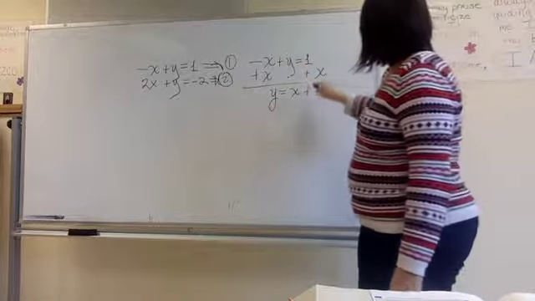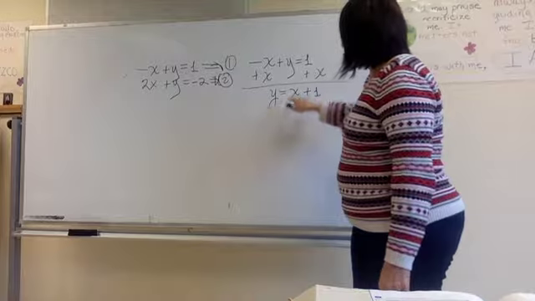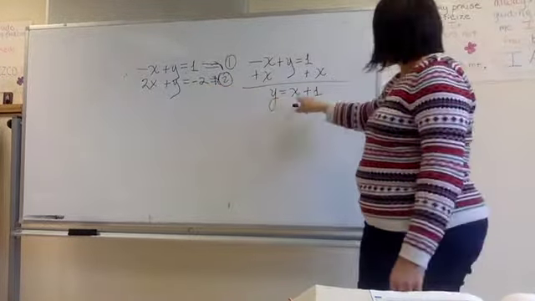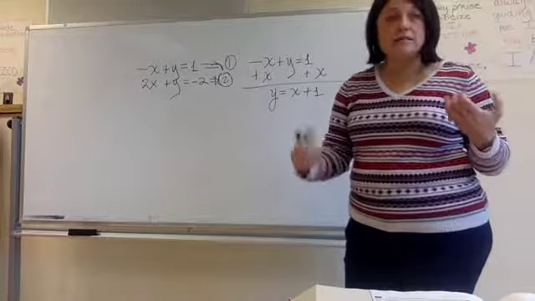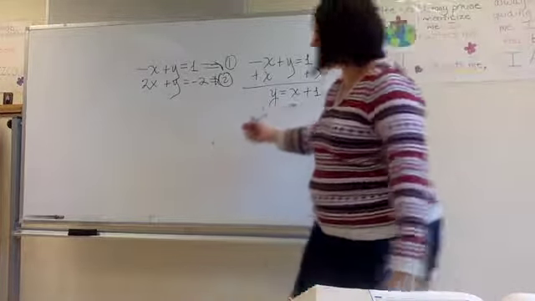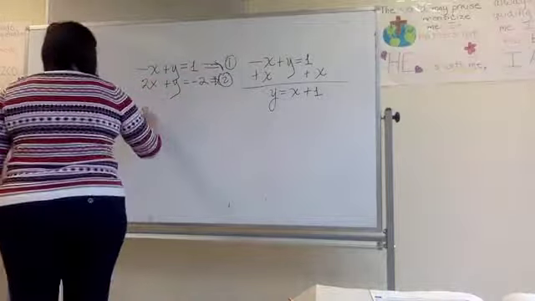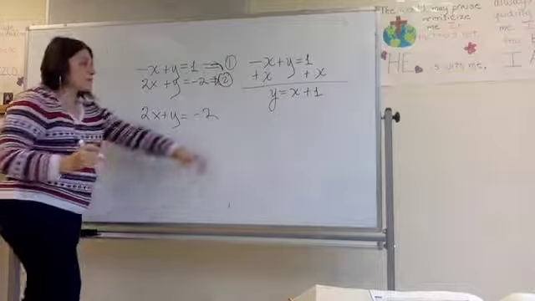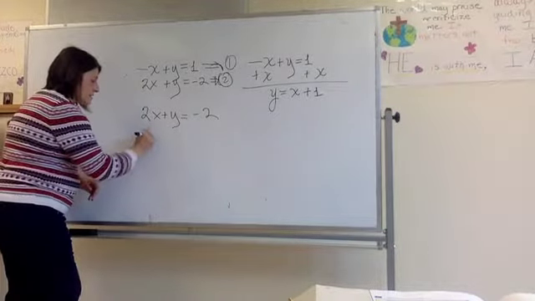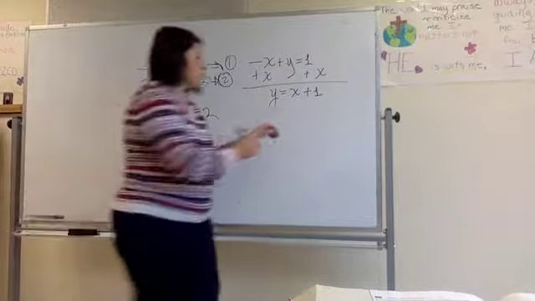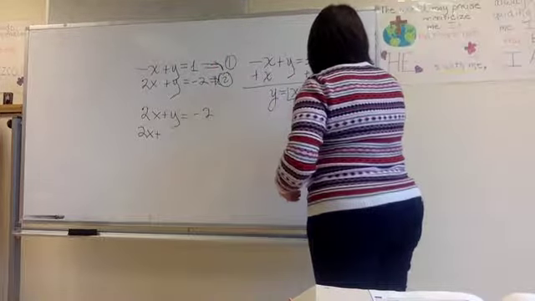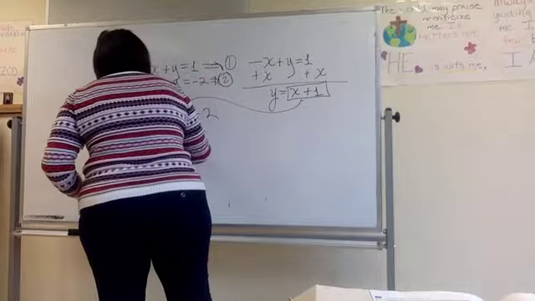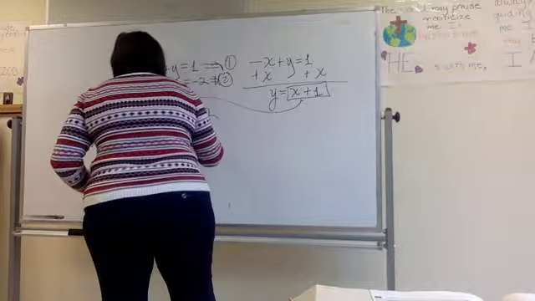It doesn't help you. So now what I'm going to do is wherever I see y in the second equation, I'm going to put in x plus 1. Because y is the same thing as x plus 1. Okay? So I'm going to take my second equation, 2x plus y equals negative 2, and now I'm going to substitute in. So 2x plus, but what's y now? X plus 1. X plus 1 is going to be popping in here, so it becomes 2x plus x plus 1 equals negative 2.